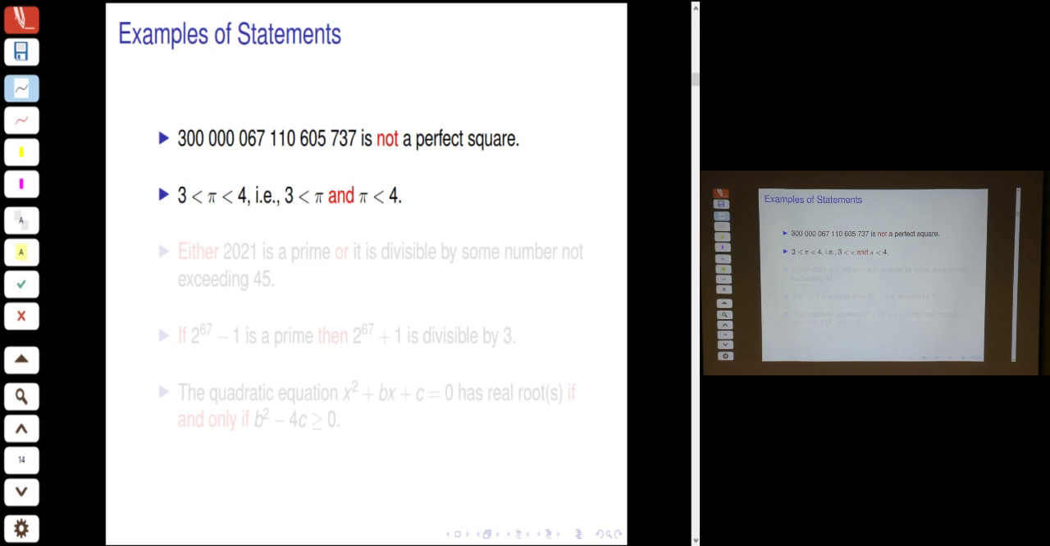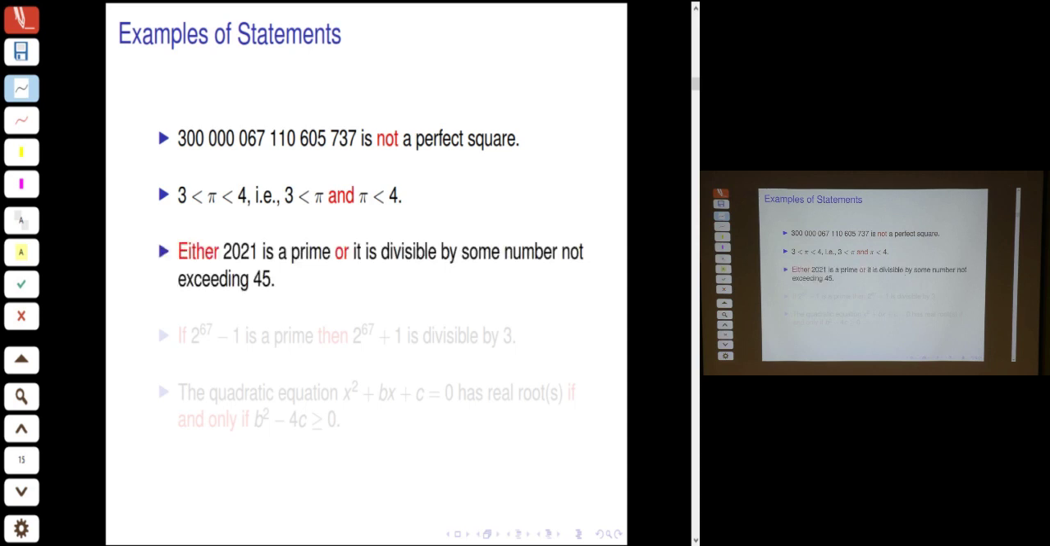The next statement says pi. Pi is a ratio of the circle. The length of the circle is the diameters, right? So the claim is that pi is bigger than 3 and less than 4. So pi is bigger than 3 and pi is less than 4.